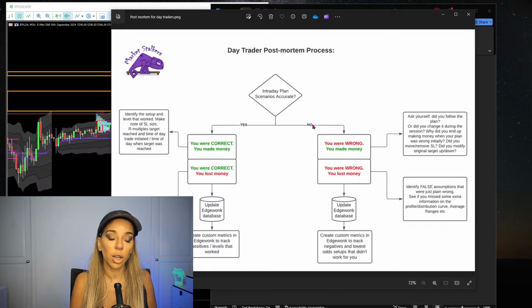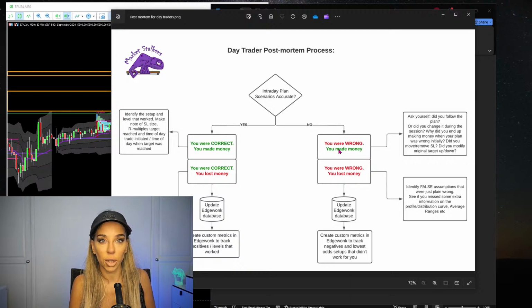And then if the scenarios were not accurate, you were wrong, but you made money, that's probably the worst thing. When you completely misbehave, you break all of your rules and you still make money.